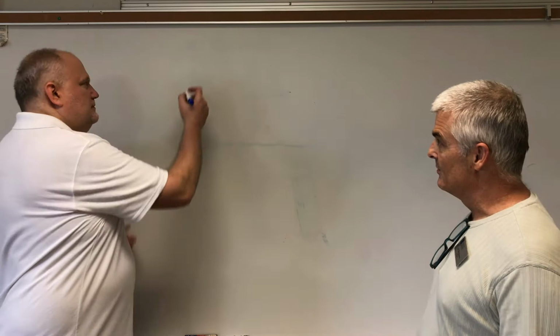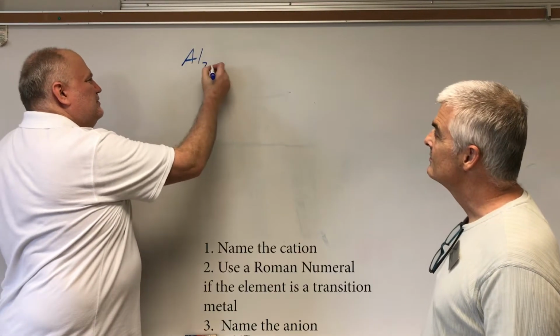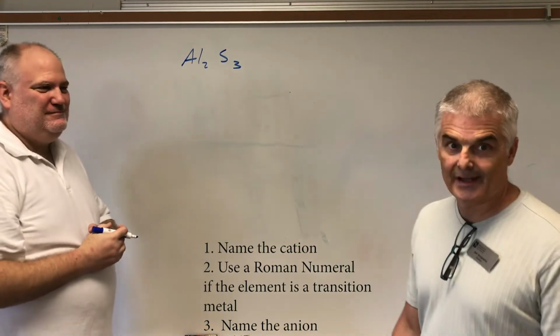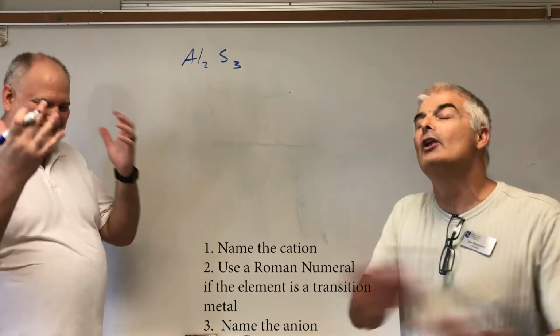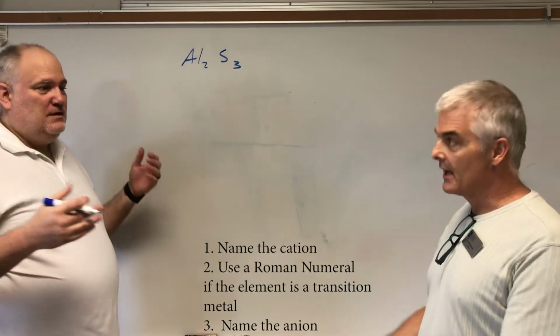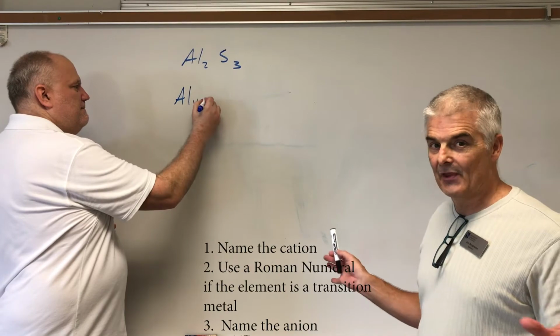What example are you thinking of there? Let's go crazy, right? Let's go Al2 and let's go S3. Al2S3, dialuminum trisulfide. No. Don't do that. Okay, so what's rule number 1? Name the cation. It's aluminum. That's it. Don't worry about the number.